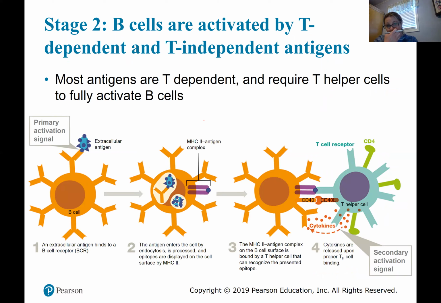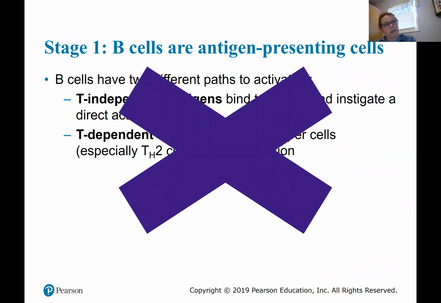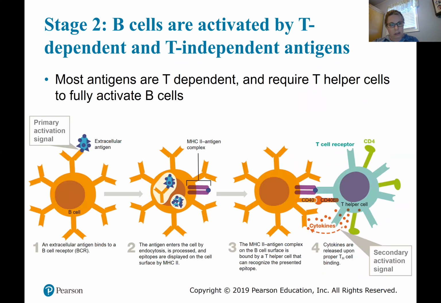This stage looks at B cells. This one talked about sometimes B cells need helper T cells, sometimes they don't. We're not going to get into that too much. Most of the time, a B cell will need to have a helper T cell. Okay, so these are going to be, remember, for extracellular pathogens.